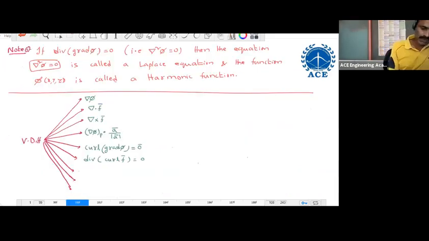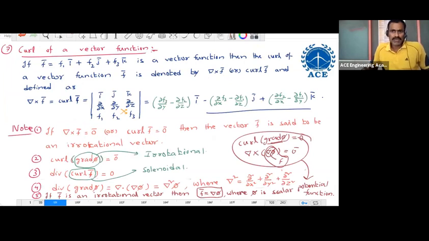Next note point number 6. This is about the 3 quantities of the vector differentiation part. Now we'll do the problems on this.